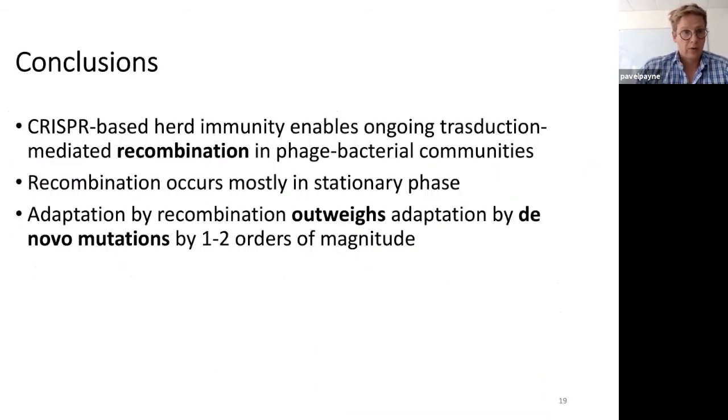So to conclude, I can say that the CRISPR-based herd immunity enables ongoing transduction-mediated recombination in phage-bacterial communities. This recombination occurs mostly in stationary phase, and adaptation by this recombination outweighs adaptation by de novo mutation by 1 to 2 orders of magnitude.